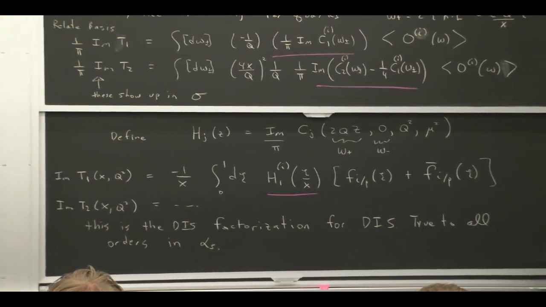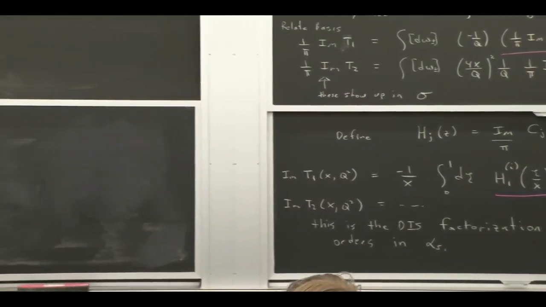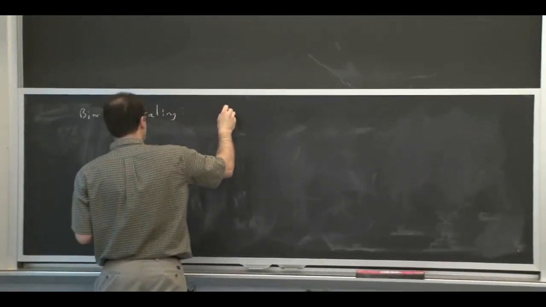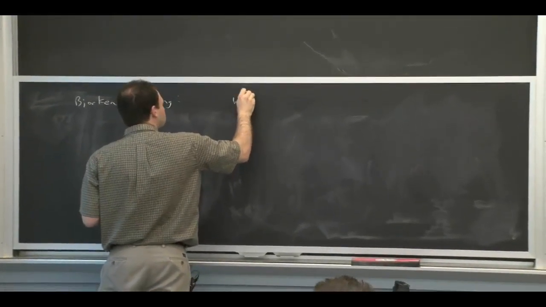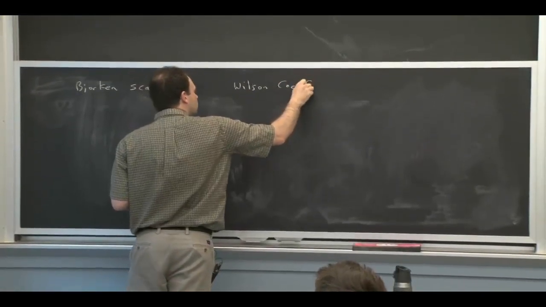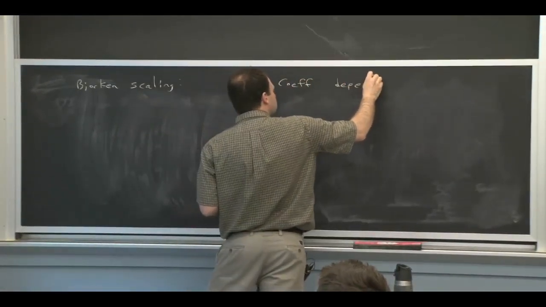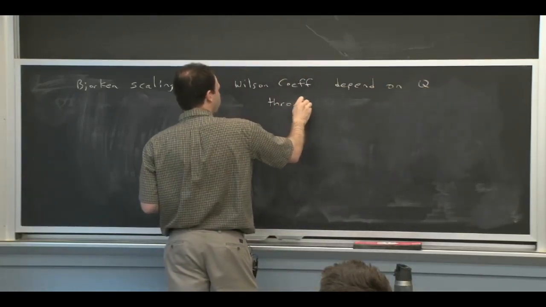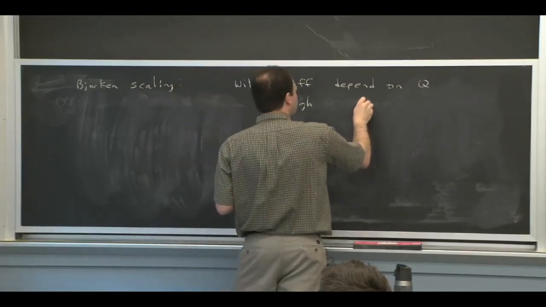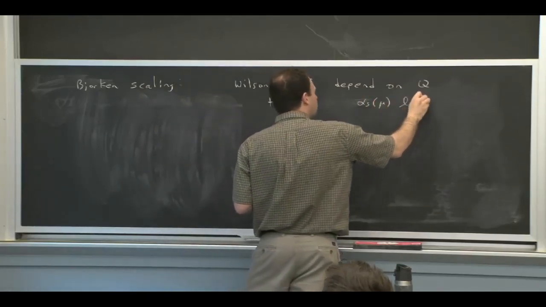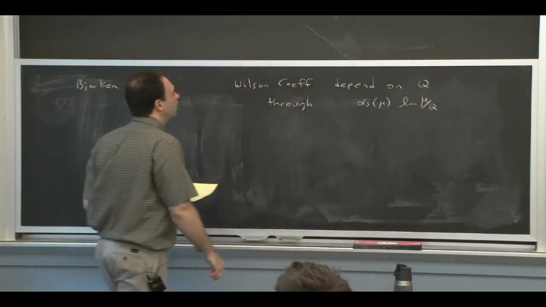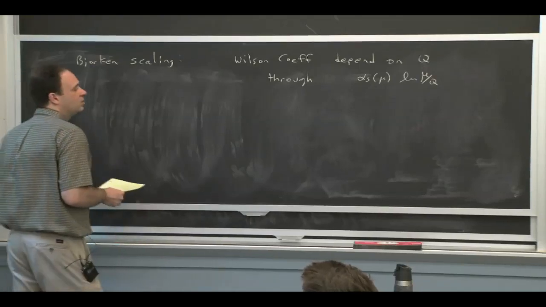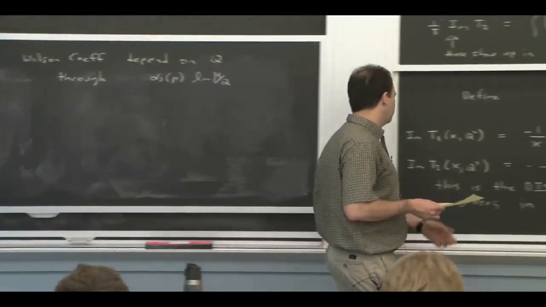Okay, so let me write. There are logarithmic corrections that involve q in the Wilson coefficients. It'll show up like that. So there's a mu also that you could add to this formula.